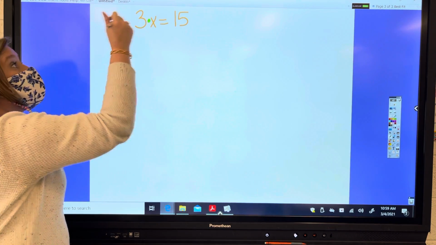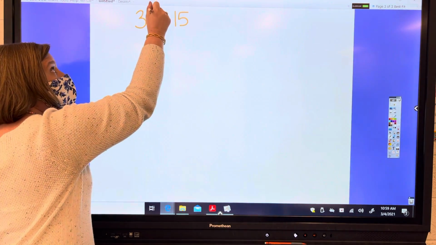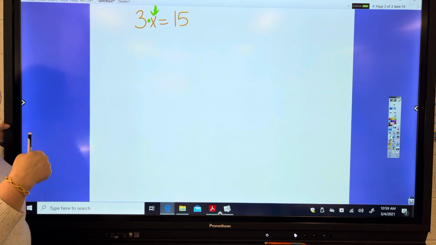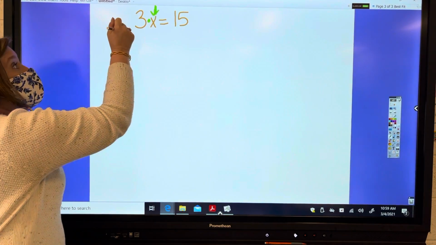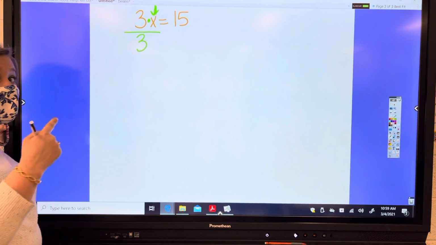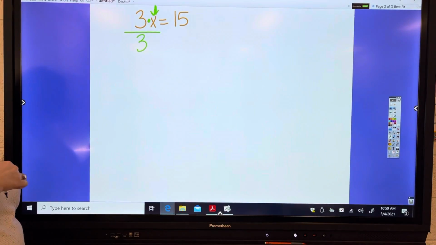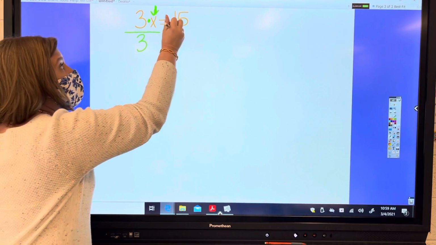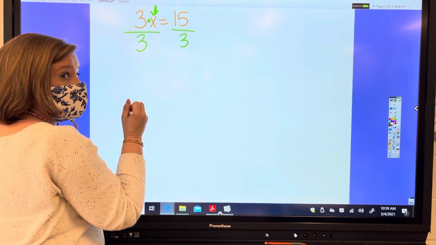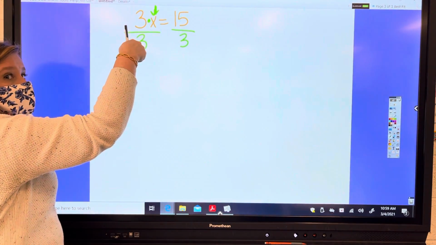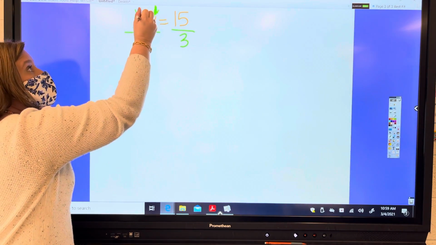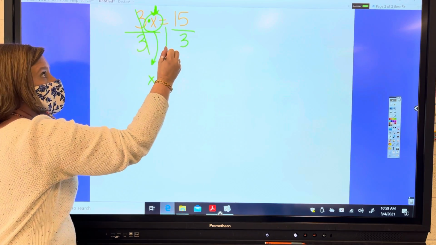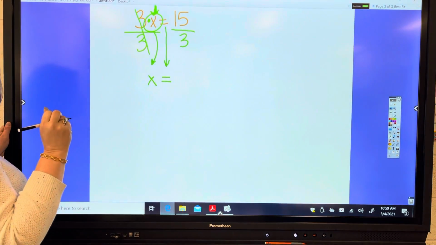So to solve this, I want to isolate the variable. I want x to be by itself. So I'm going to have to divide by 3. I'm going to divide the left by 3. And remember, if I buy a bag of M&Ms for Campbell, I have to buy it for John. So if I do it to the left, I have to do it to the right. The 3's cancel out, and I'm only left with x equals 15 divided by 3, which is 5.